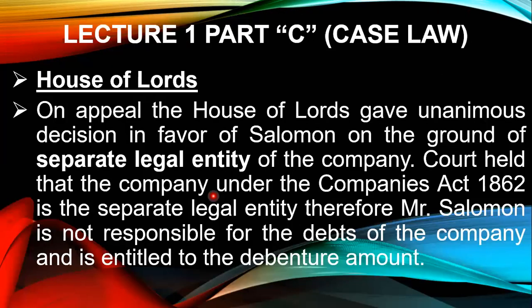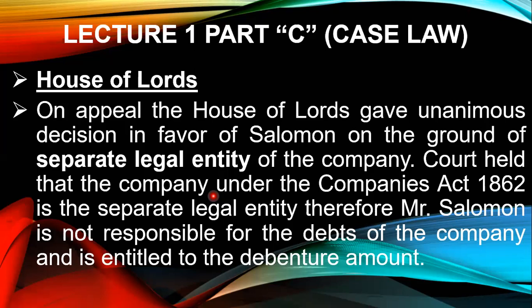So this was a classic case in which one principle was clearly established: that a company is a separate legal entity. So whoever enters into a contract with a company, it is the company that is responsible, and Mr. Solomon legally entered into a contract with the company and gave a loan to the company. Here Mr. Solomon is entitled because the company has issued a debenture which is validly issued, and the amount will be paid to Mr. Solomon. So that is the end of today's first lecture.